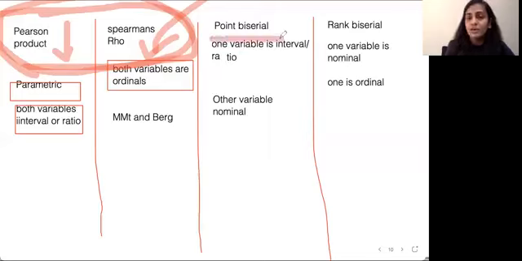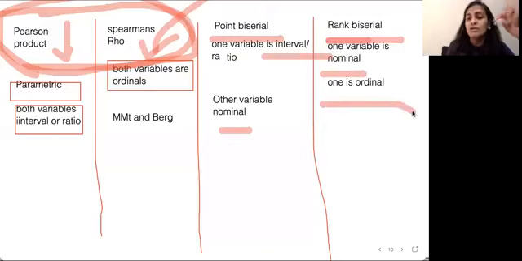But we also know what is point biserial and rank biserial because this is there in your books. Point biserial is one interval and one nominal. That means one parametric variable and one non-parametric variable. Whereas rank biserial is one variable nominal, one variable ordinal. Is this clear, the four types of correlation coefficient? Perfect. Okay. Let me send you a question, let me see if you guys can apply that question. Okay.